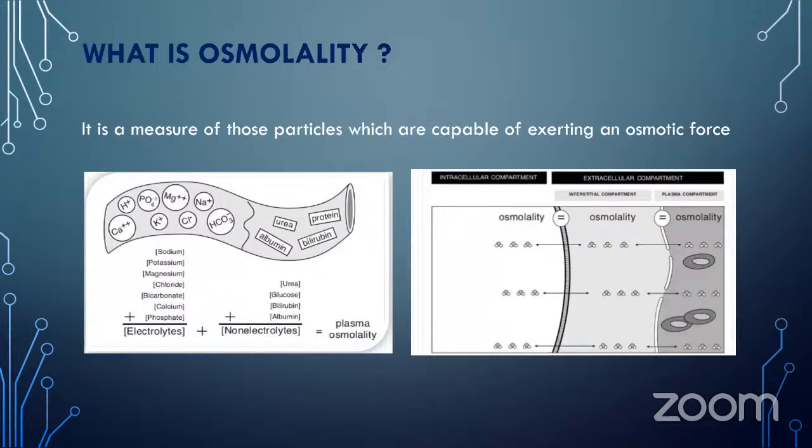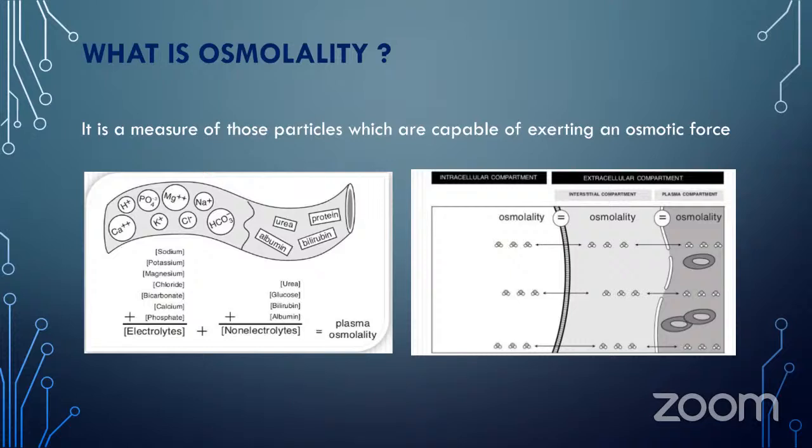So what is osmolarity? Osmolarity is another factor which influences the regulation of fluids. Osmolarity is a measure of those particles that are capable of exerting an osmotic force. So you need a certain osmotic force to maintain the blood inside the intravascular compartment and not going into the extravascular compartment.